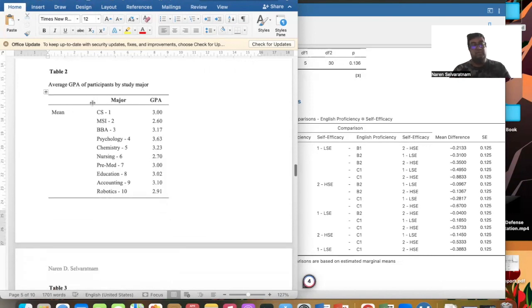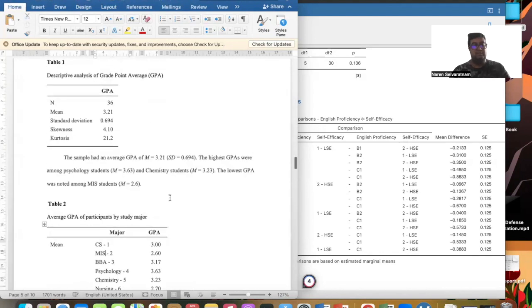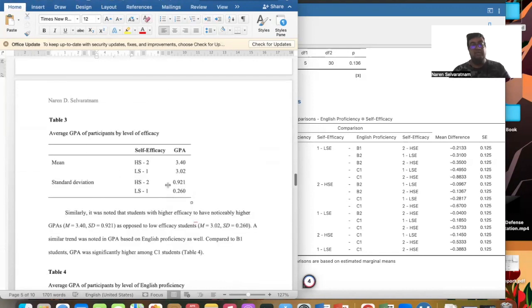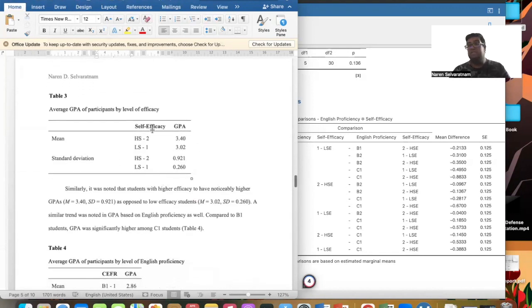So table 2 has the average GPAs, by program. We can demonstrate that as well. And table 3, average GPA of participants by level of efficacy. You can do some analysis like this. Here it says higher efficacy, you have 3.40, low efficacy, you have 3.02.